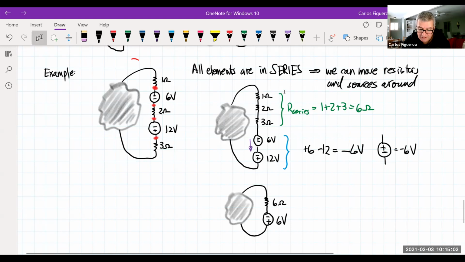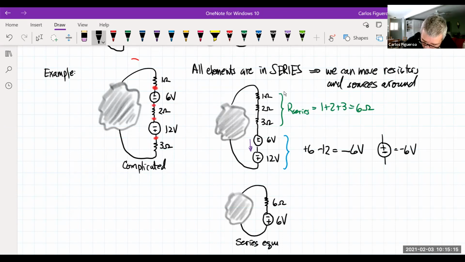So look how I went from complicated to a much easier series equivalent. That's what I want you to do. That's what it means for a branch to be series equivalent.